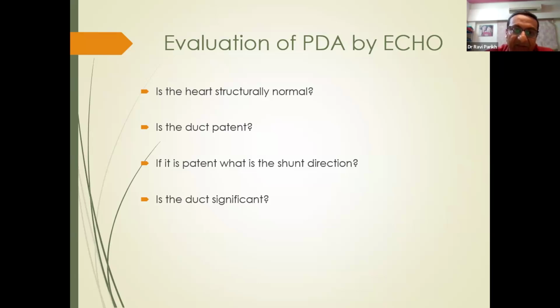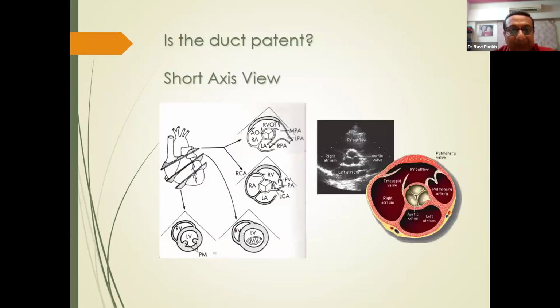And then the second question is, is the duct patent? Yes or no. And if it is patent, what is the shunt direction? Left to right or right to left? And the last important thing, because now we want to act on whether the duct is causing a problem or not, there are indices which tell if the duct is significant. So these are the four very important questions you have to ask and demonstrate on echo before you conclude that the PDA needs treatment. You will learn that today in all the views, and you will learn on Friday as well.